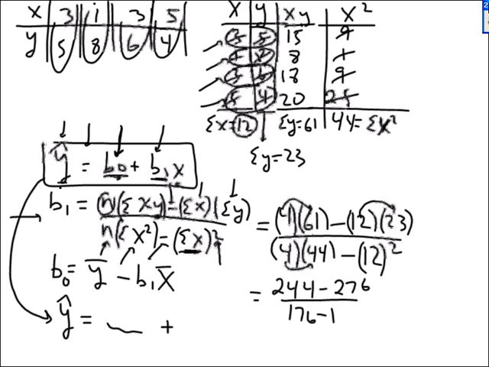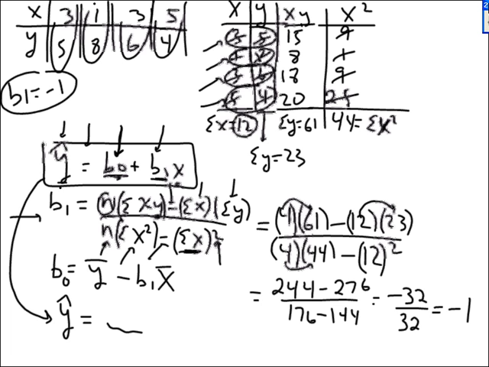Minus 144. So the top is negative 32, and the bottom is 32. So b1 is negative 1. All right, so let me just put that here. b1 is negative 1.